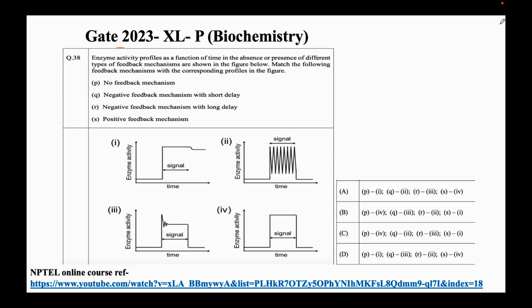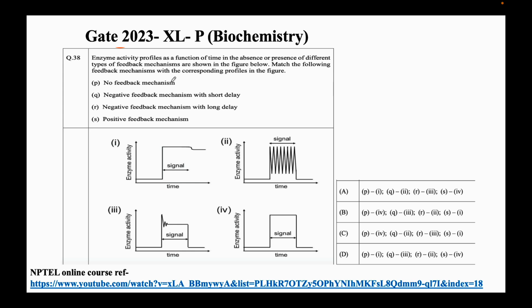Hello everyone, this is GATE 2023 Life Sciences Section P Biochemistry, question number 38. Enzyme activity profiles as a function of time in absence or presence of different types of feedback mechanisms are shown in the figure below. So these are the four different enzyme activity profiles, 1, 2, 3, 4. Match the following feedback mechanism with the corresponding profiles in the figure.